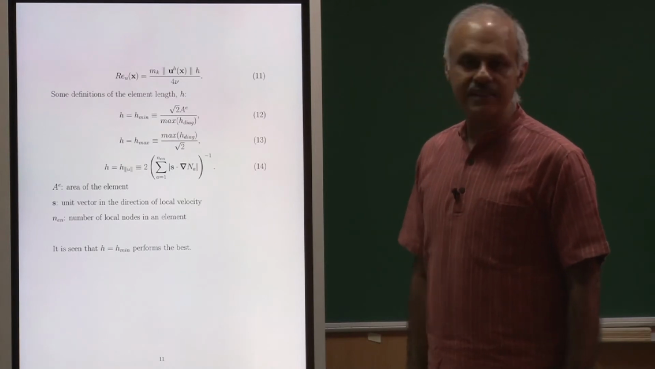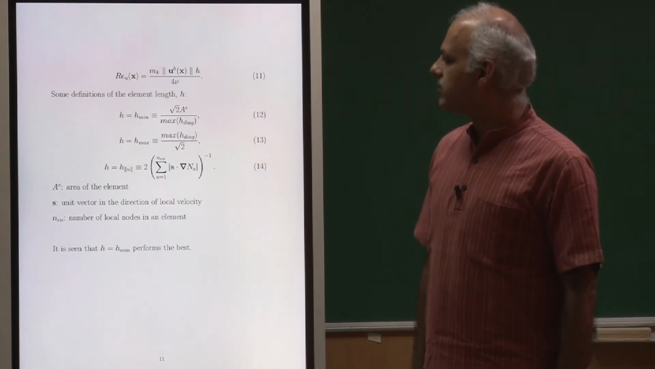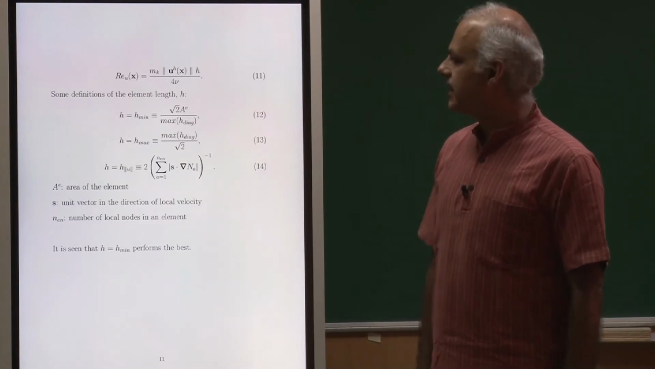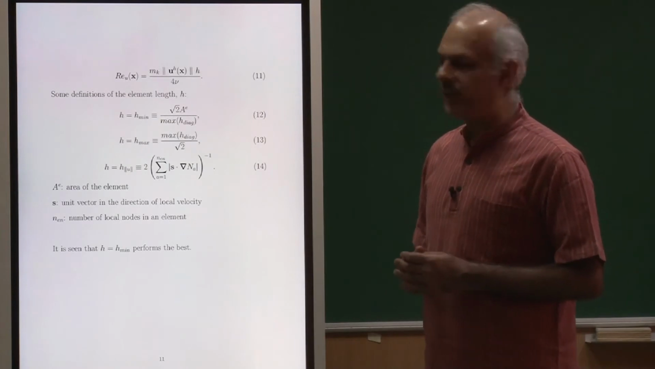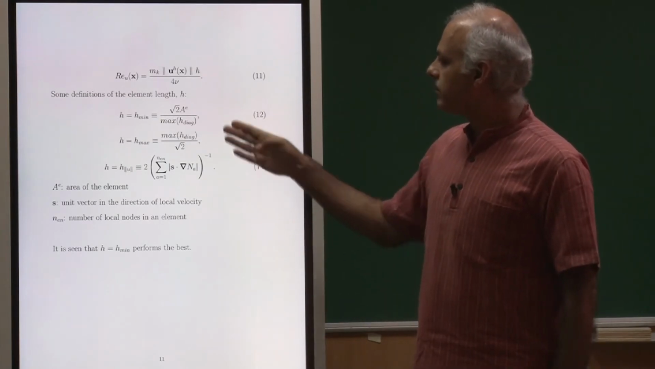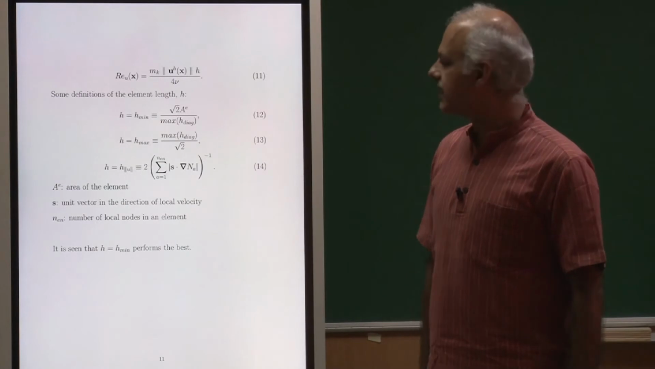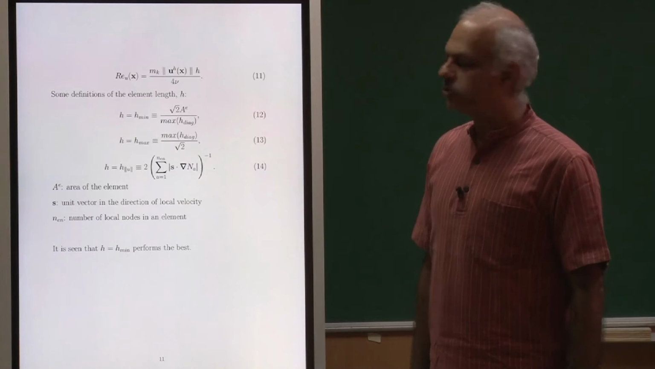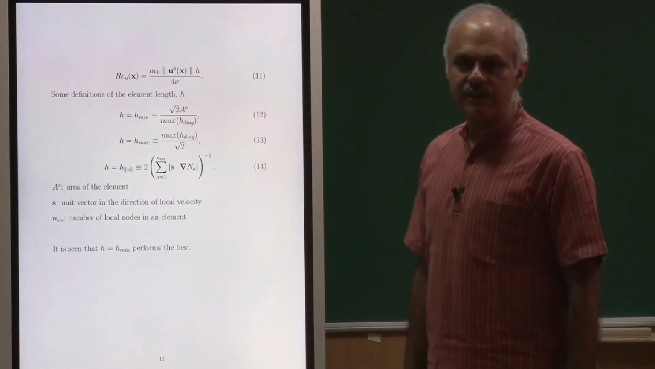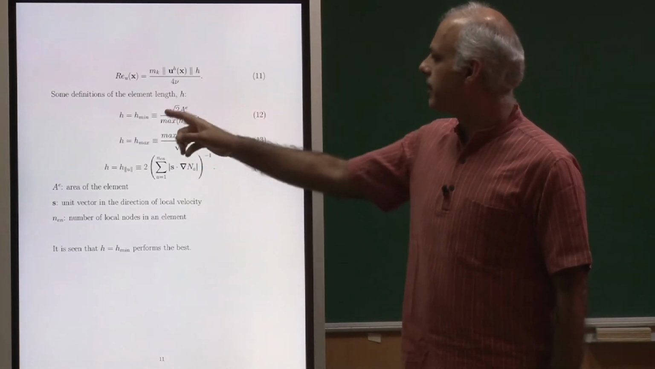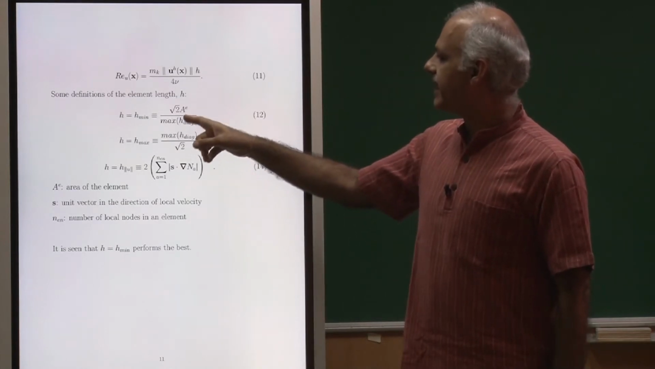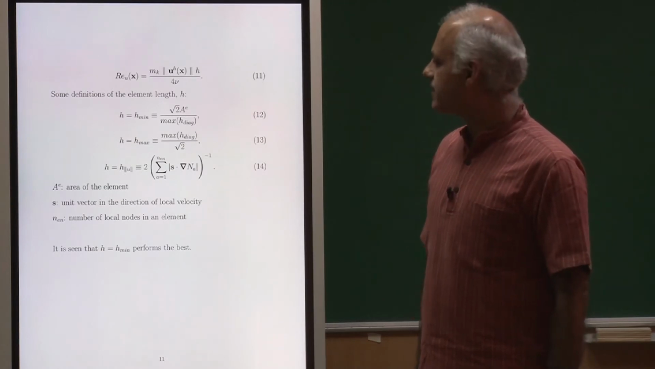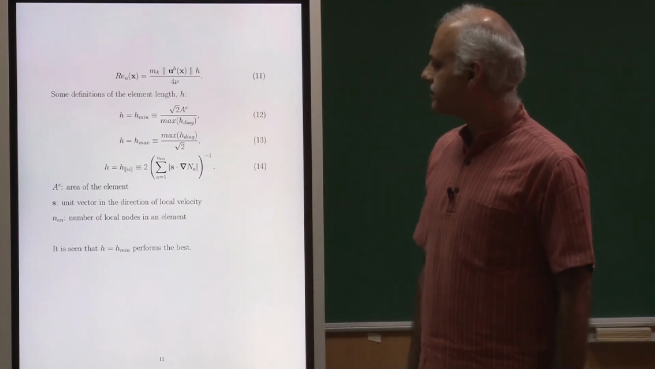In one dimension it is quite straightforward, but once you go to multiple dimensions, for example 2 or 3 dimensions, then there are many possibilities of element length. Some definitions are given over here. One possibility is to use the minimum element length: you find all the edge lengths and use the minimum edge length. A here is the area, and h diag is the length of the diagonals.